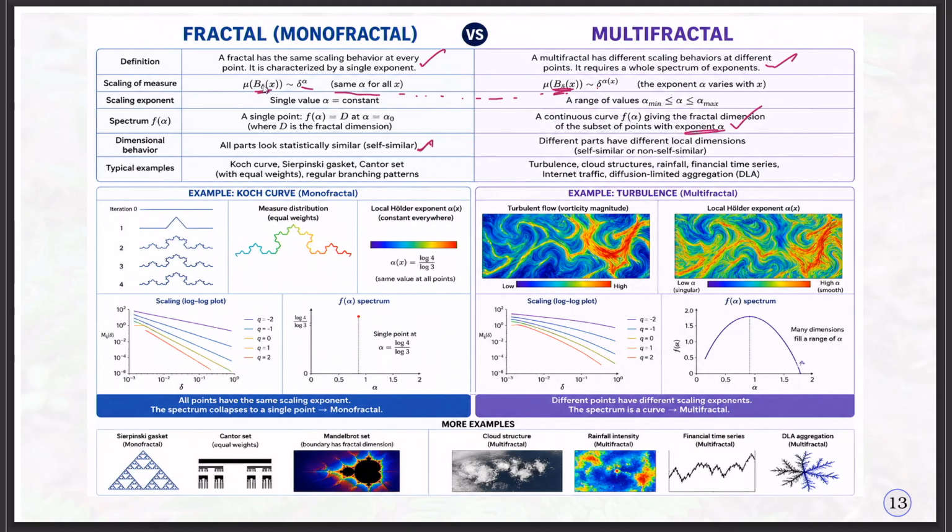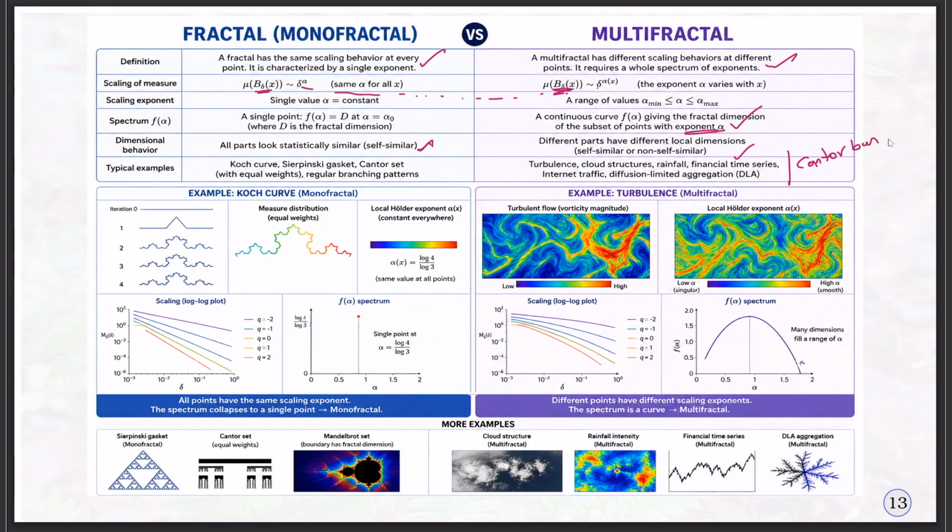When you are covering by the balls, the different alpha we have means the different boxes have different measures. So, here typical examples are Koch curve, Sierpinski cascade, Cantor set with equal weights, regular branching patterns. And the turbulence, cloud structures, rainfall, financial time series, internet traffic, diffusion limited aggregation. These are all the examples of multifractals in real time.